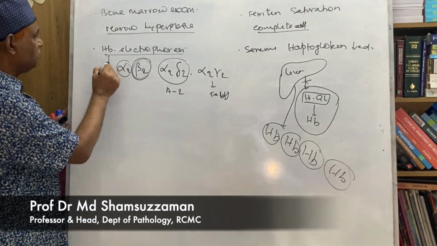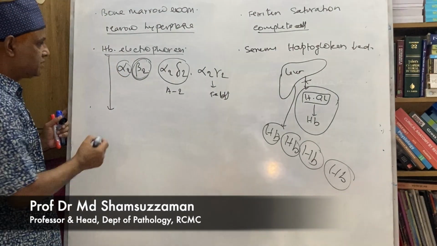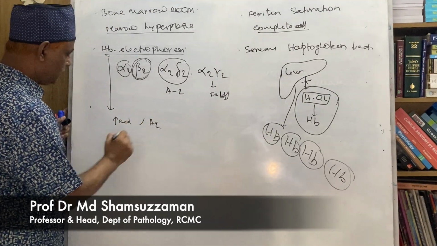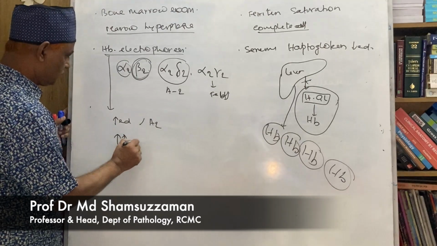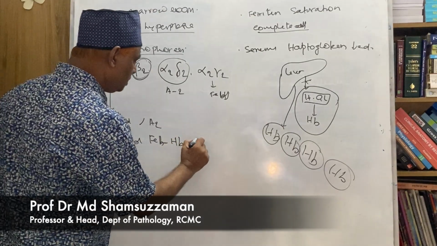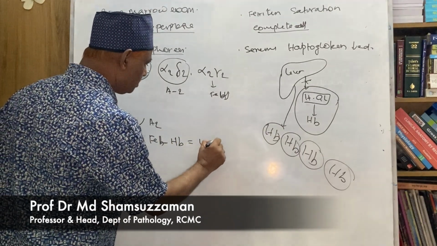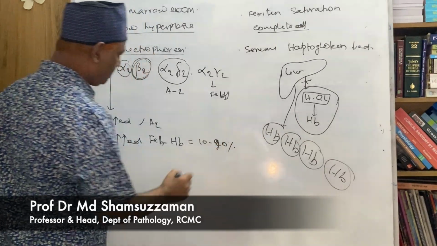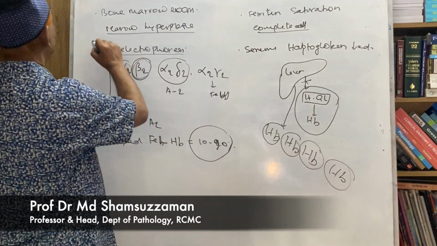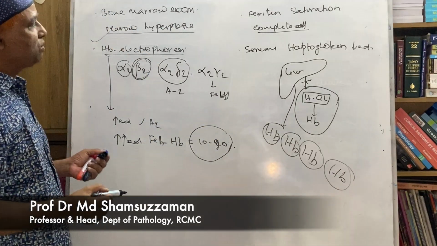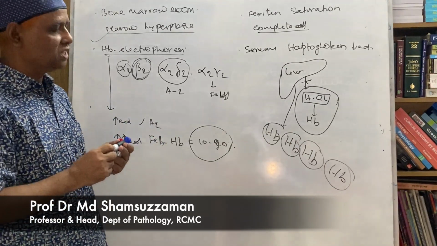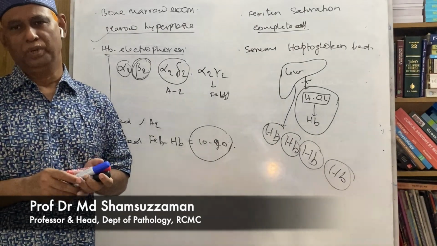So what will be the electrophoresis findings? It will indicate increased A2 and increased fetal hemoglobin. It is about 10% to 90%. But normally it is less than 1%. So it indicates it is a case of beta thalassemia. So this is all about the laboratory diagnosis of beta thalassemia, and this is the end of today's lecture. Thanks all.